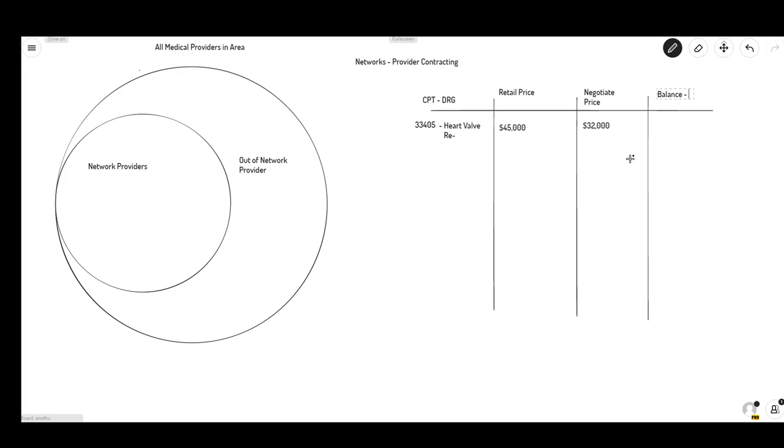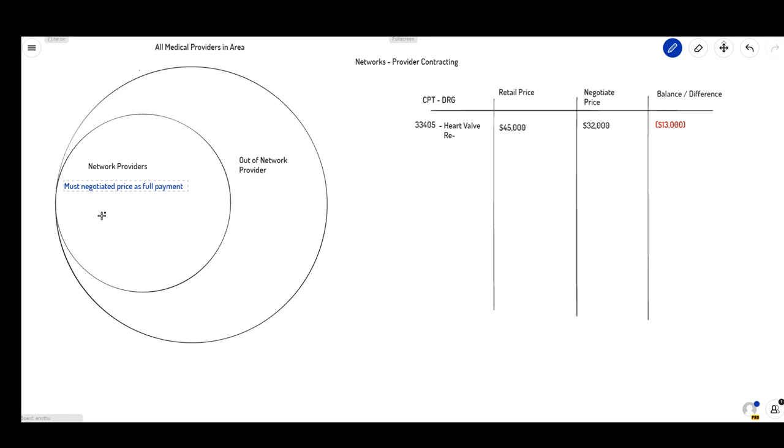But just to keep the accounting going here, you've obviously got a balance between what the retail price might have been and what the insurance company negotiates. And so we'll explain what that means. So you say, okay, there's $13,000 here in a balance between the retail price and the negotiated price. So what's the significance of this? Well, it's as simple as this. For in-network providers, they have to accept the negotiated price as full payment.